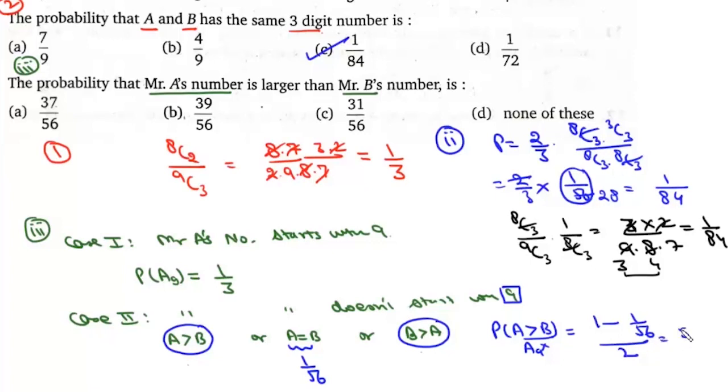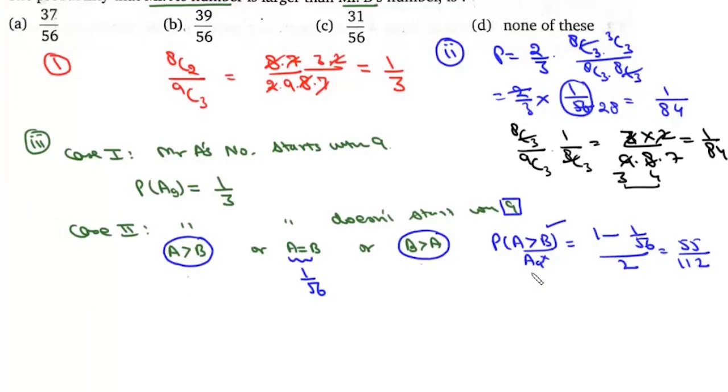Now it will be 55 divided by 112. Now this number is greater than 9 when A doesn't choose 9. So the probability that A chooses a number greater than B, if it is not 9, will be this probability of not choosing 9, which is 2 by 3 into 55 by 112. Now this is 56, that will be 55 by 168.